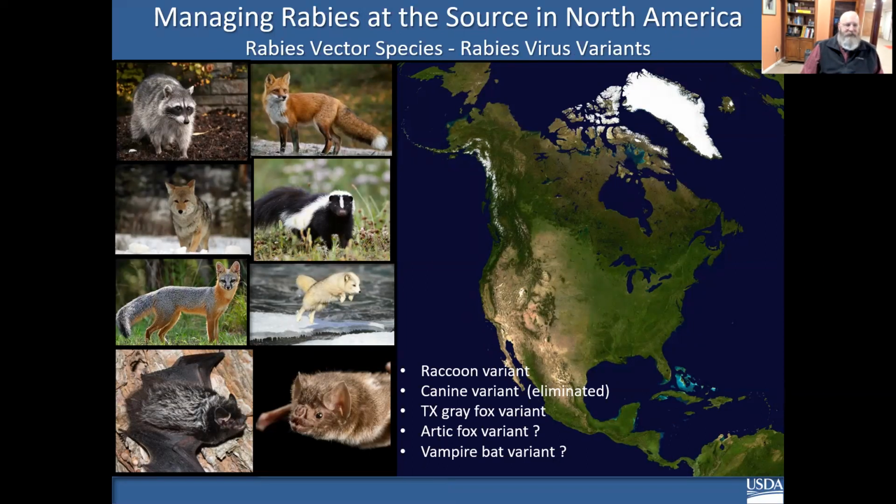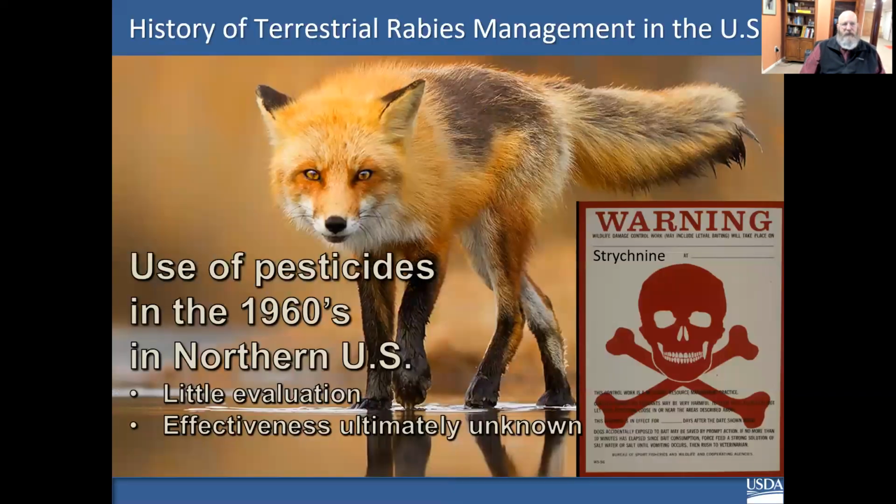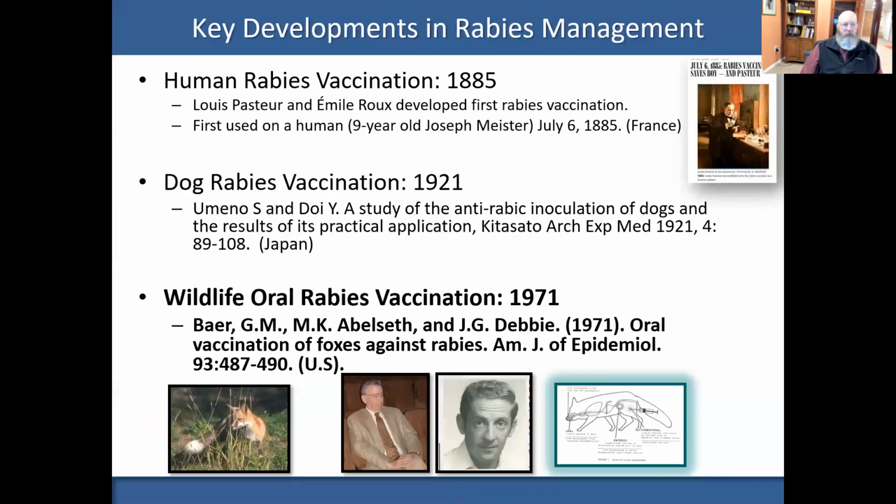We felt like it was a heavy lift, and we were going to try to make sure that we did the best job that we could, again, trying to manage rabies at the population level at the source. Historically, prior to oral vaccination, in the United States, we used pesticides, strychnine, to manage fox and skunk populations to manage rabies. But ultimately, there was little evaluation, and the effectiveness was ultimately unknown.